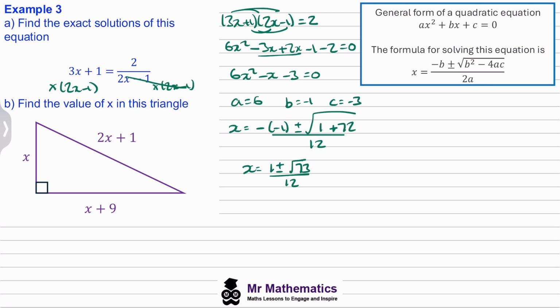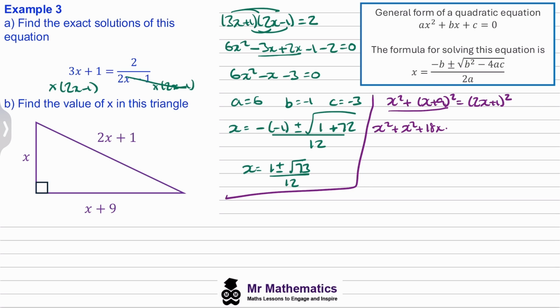Do you want to give question B a go? Think about the properties of the sides in a right-angled triangle. We're going to use Pythagoras' theorem. This is where x squared plus x plus 9 squared will equal the square of the hypotenuse, 2x plus 1 squared. We'll simplify this left-hand side: x squared plus x squared plus 18x plus 81. For our right-hand side, 4x squared plus 4x plus 1.